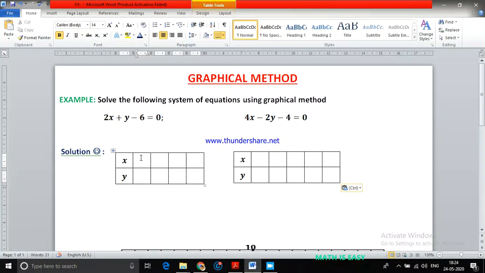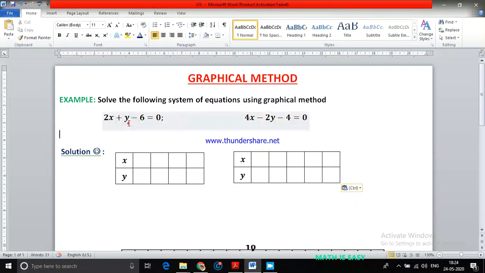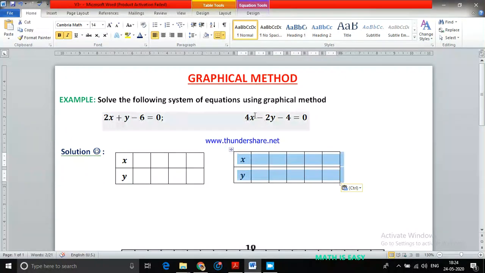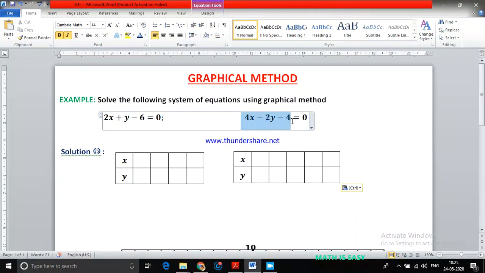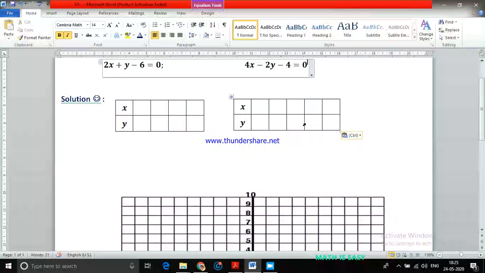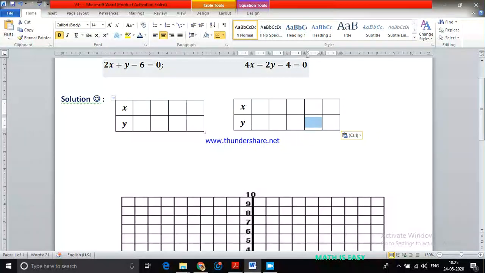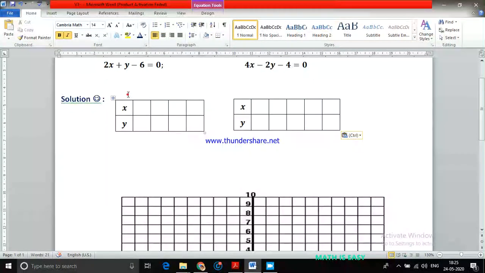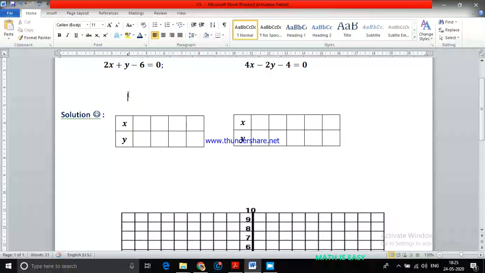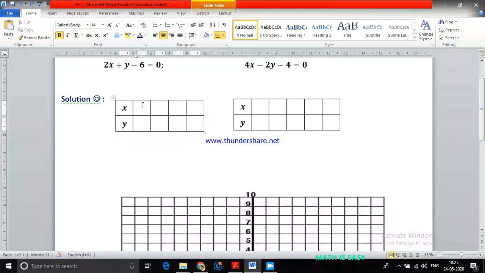Now here I have taken two tables. The first table represents the first equation 2x plus y minus 6 equals 0, and this table I use for the second equation 4x minus 2y minus 4 equals 0. Let's see what is the use of these. As I said, for my first equation I use this table. Here I have to take different x values, then I'll get the different corresponding y values.